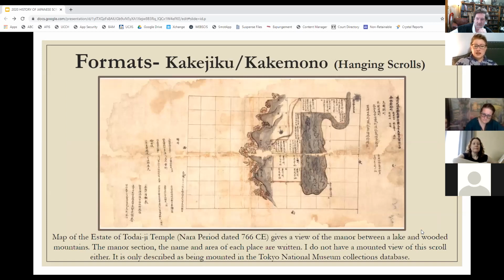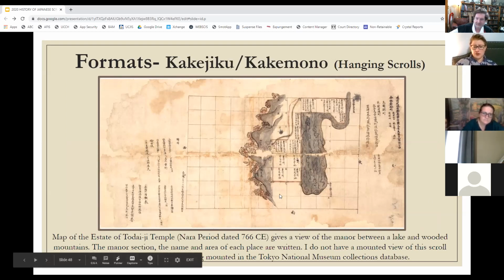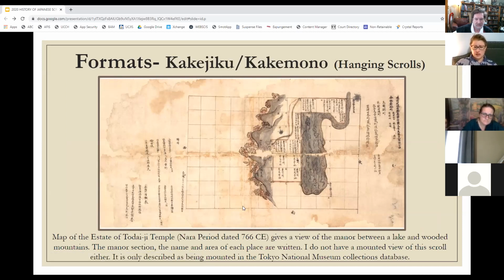So this is the map of the estate of the Todaiji temple. This is from the Nara period. What you see is a lake. This is the view of the manor between the lake and the wooded mountains. You can see that they're saying, this is what's here, this is what's there, in the writing.